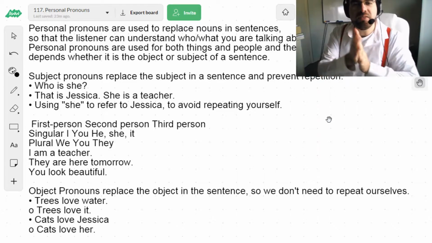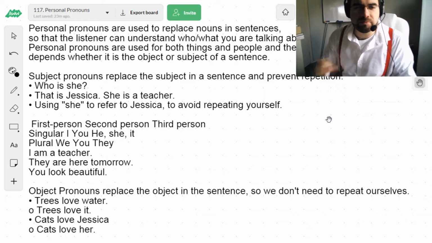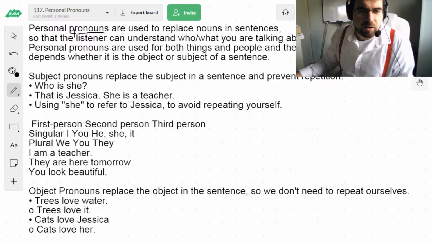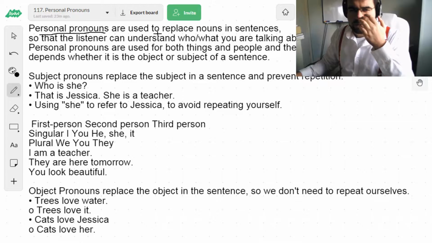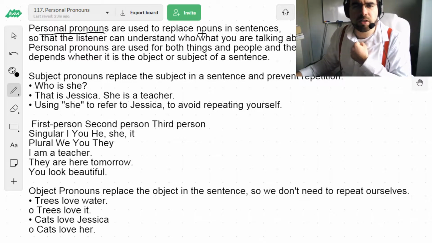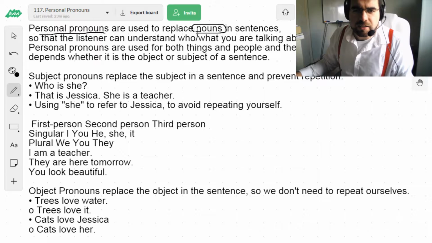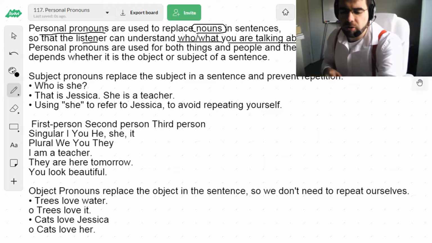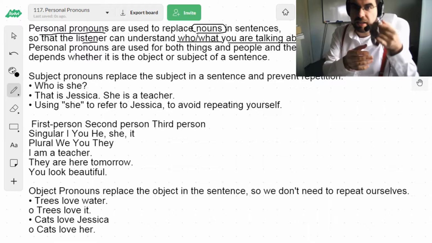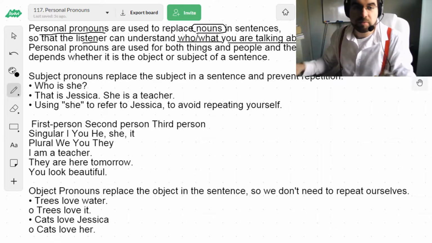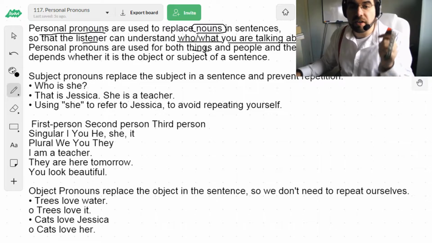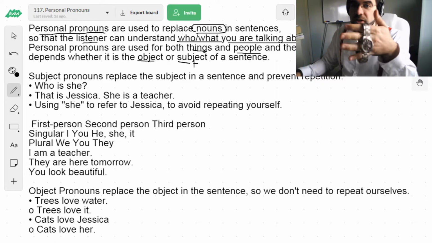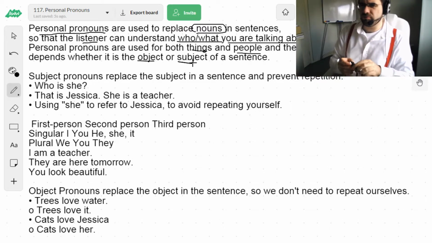So, let's have a look at personal pronouns. What are they? And what are they all about? Well, personal pronouns are used to replace the nouns in the sentence, so the listener can understand who or what you are talking about. My watch, for example. Personal pronoun, this thing, I'm talking about it, my watch. Personal pronouns are used for both things and people, and the form depends on if it's an object or a subject of the sentence. So let's have a look.